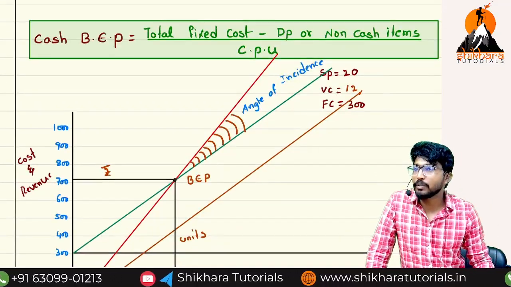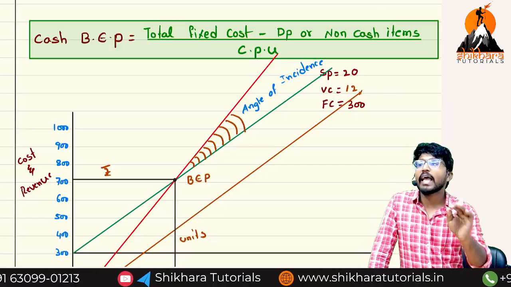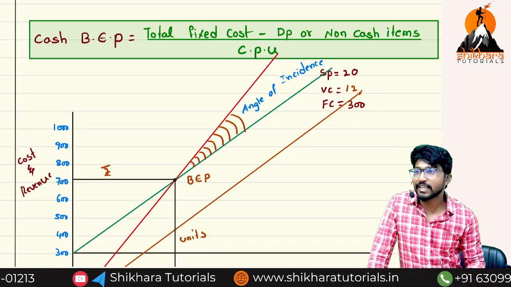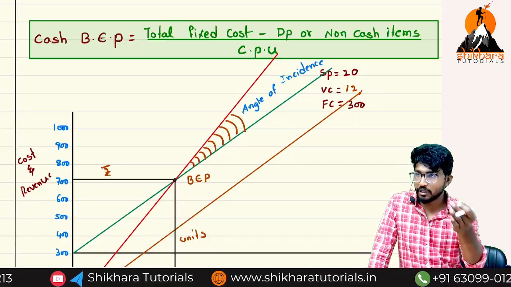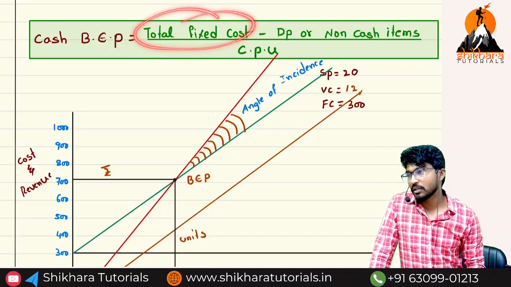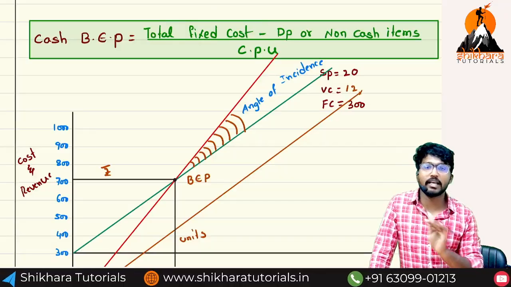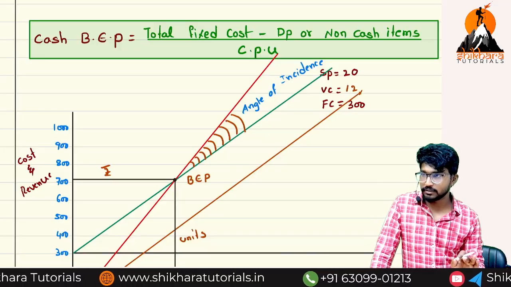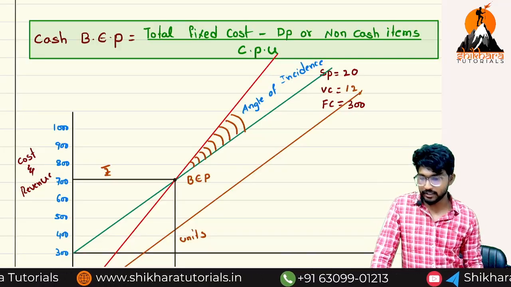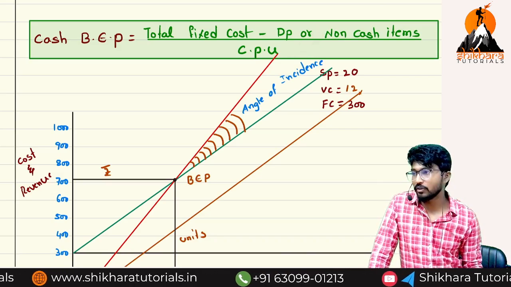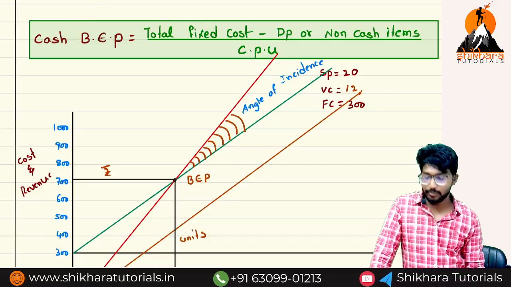Next, cash BEP. How to get cash BEP? Cash fixed cost divided by contribution per unit. Cash fixed cost is nothing but total fixed cost minus depreciation minus non-cash items. You divide that by contribution per unit, and you will get cash BEP.